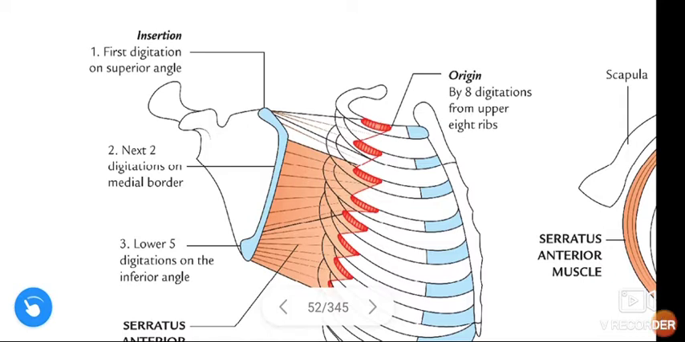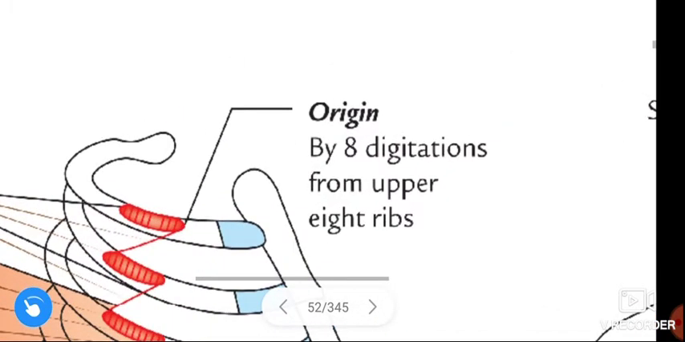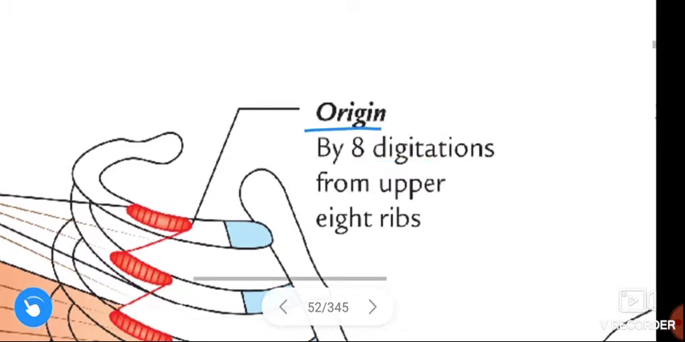See this figure. This is the serratus anterior muscle. And the origin of the serratus anterior muscle is by 8 digitations from upper 8 ribs.